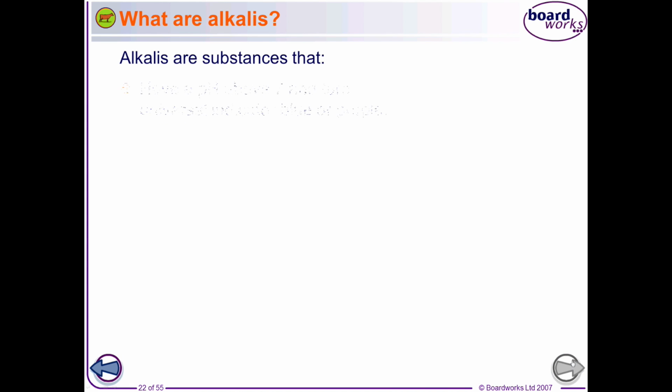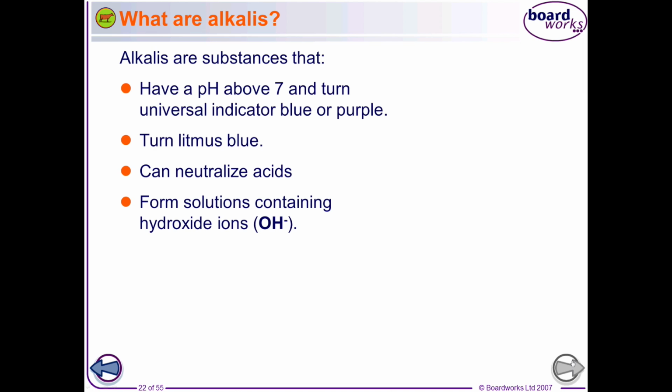Right, alkalis are substances that generally will have a pH above 7, and they'll turn universal indicator either blue or purple. They'll turn litmus paper blue. They can neutralise acids, and they form solutions containing hydroxide ions, which are OH-. So if you see the OH- ion, then you know that you're dealing with an alkali.